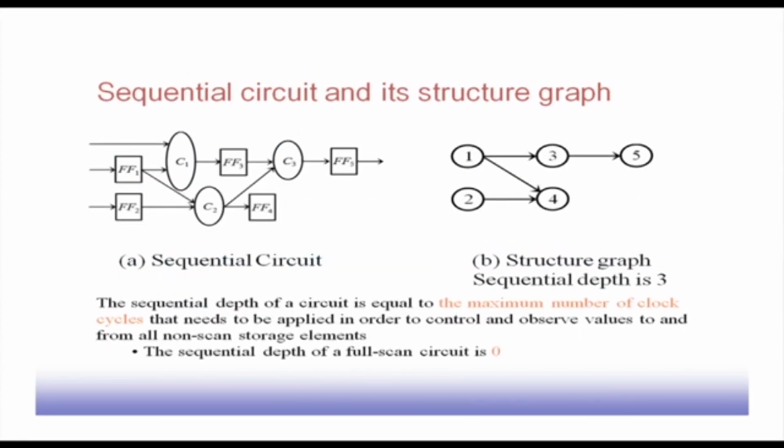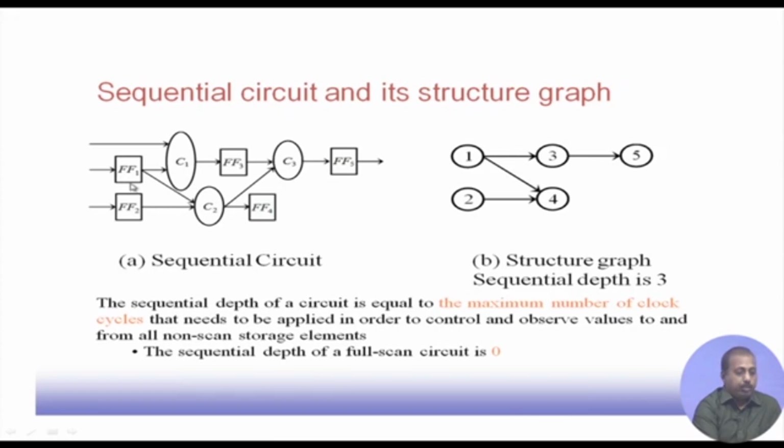Yeah. So, here you see that suppose this is a sequential circuit, where we have these flip flops FF1, FF2 feeding this combinational logic C1. Similarly, C2 is fed by FF1 and FF2, and C1 is generating output for FF3. Now, if you consider these flip flops, see which flip flop can affect which one. Each node of this structure graph corresponds to one flip flop: flip flop 1 node 1, flip flop 2 node 2, like this.